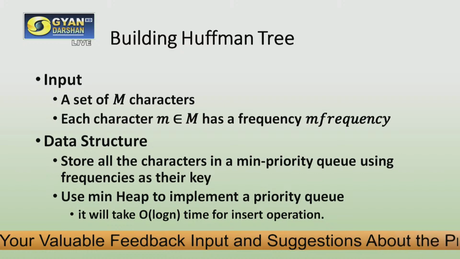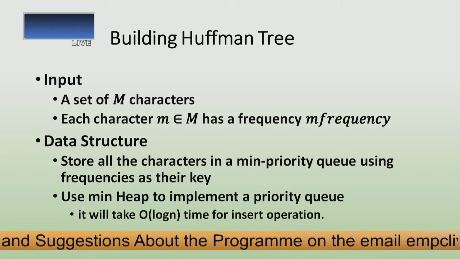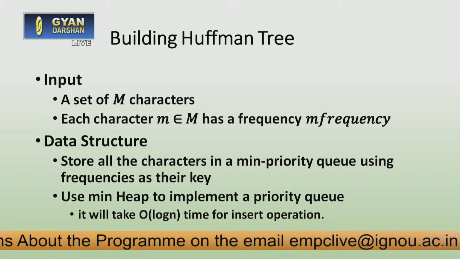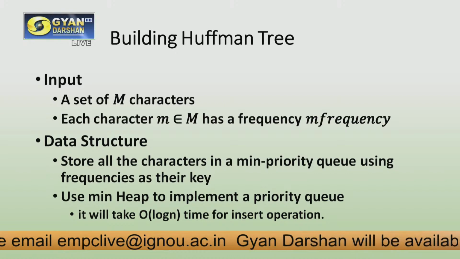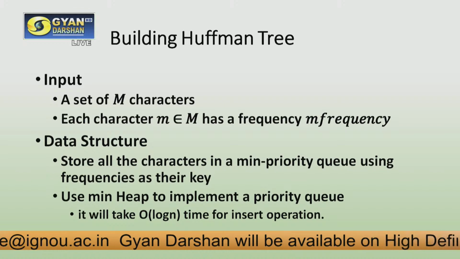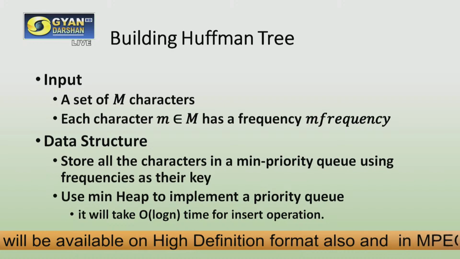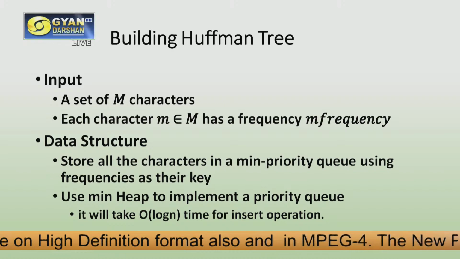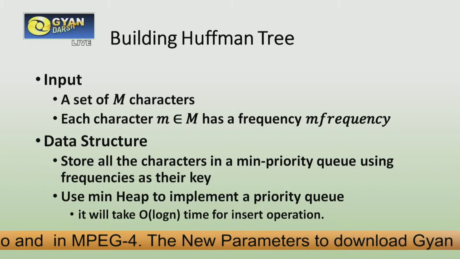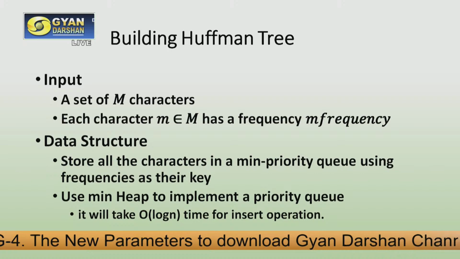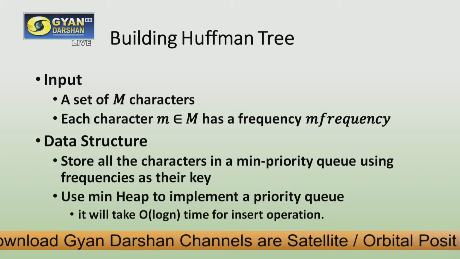So any process in computer science starts with an input. So a set of m characters. In our case, there are going to be 100 characters in total, and each character will be associated with a frequency, right? The number of alphabets is going to be just 5 or 6 only. Each character m has a frequency, which is named, or the variable is named, m frequency.